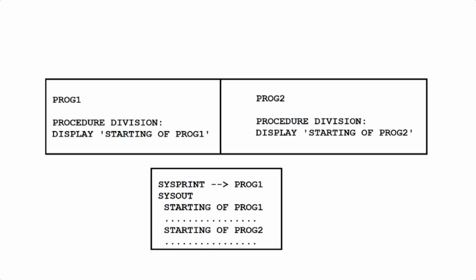So the example is program 1, like procedure division and display starting of program 1. Program 2, procedure division, display starting of program 2. So just one display at the entry point of the programs. The SYSPRINT for program 1 will be like this: starting of program 1 and some other displays, whatever we have kept in program 1. Once they are triggered, in that flow they will write the output like display output here. Once program 2 is called by program 1, immediately the first display will be program 2 and it will start executing there. So this is how we can start the analysis.